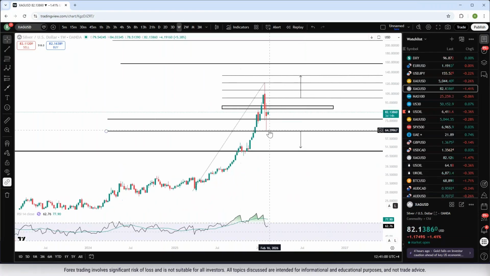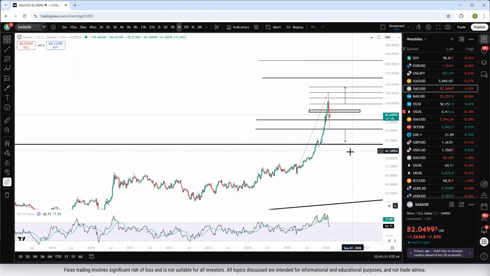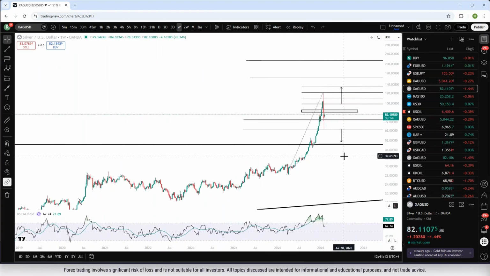If not, if you do manage to continue from here and close back above the 90 mark, we can be expecting silver to extend gains back towards 100, 120, and potentially up towards the 200 marks for 2026. This is for the gold and silver charts.